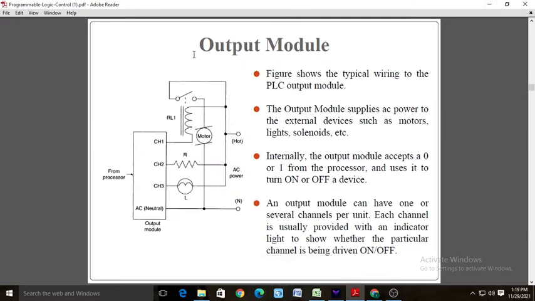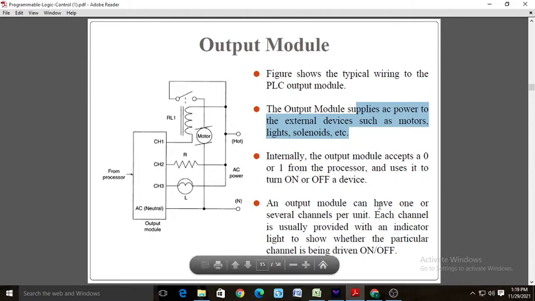Then this is the output module. The figure shows the typical wiring of a PLC for an output module. Here you can see a motor which runs or stops or remains idle. Now this is the output of this PLC. The output module supplies AC power to external devices such as motor, light, solenoid. Internally, the output module accepts a 0 or 1 from the processor and uses it to turn on and off a device, whether it is a motor, solenoid or light.